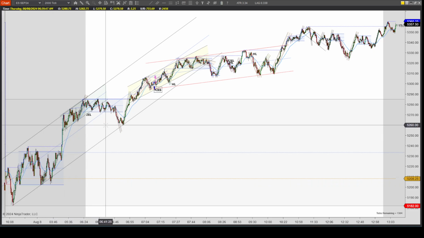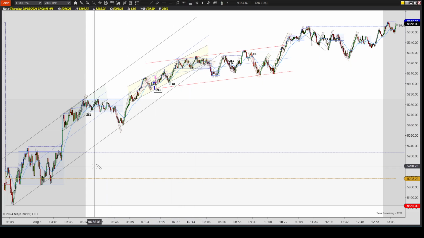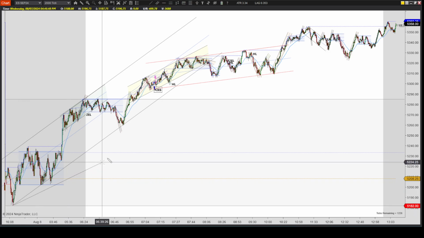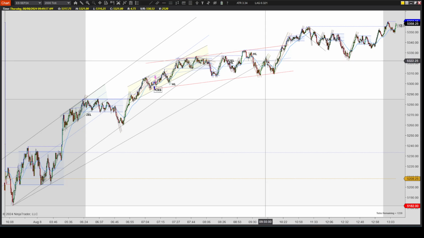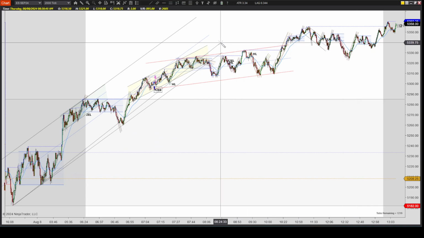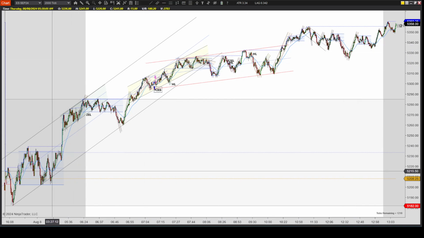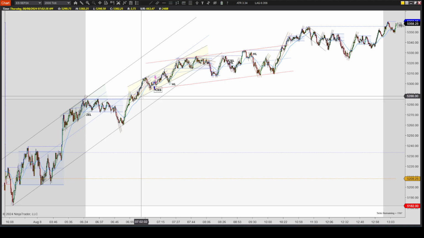I tried to find a channel that fit, but I noticed throughout the day, because I was trying to make various things, it kept evolving. So it looked like this, it ended up looking like this, maybe like this, but the channel itself, ultimately I drew it and left it here, or left this one out of all the ones I drew. It didn't really help for any particular trade setup.